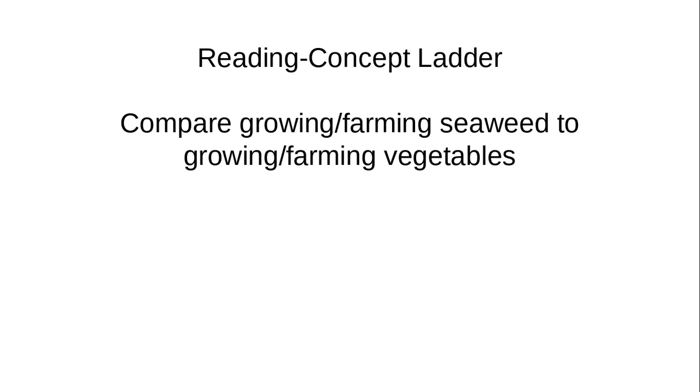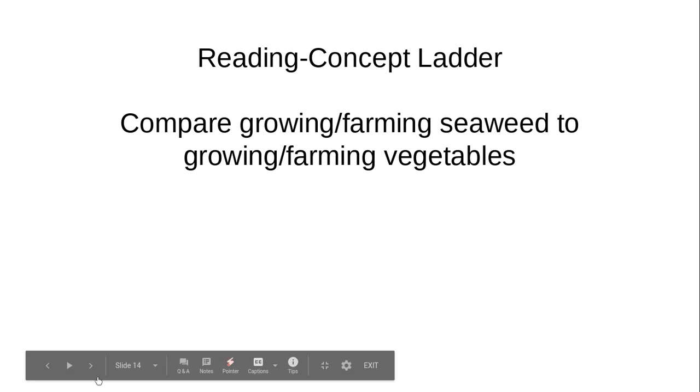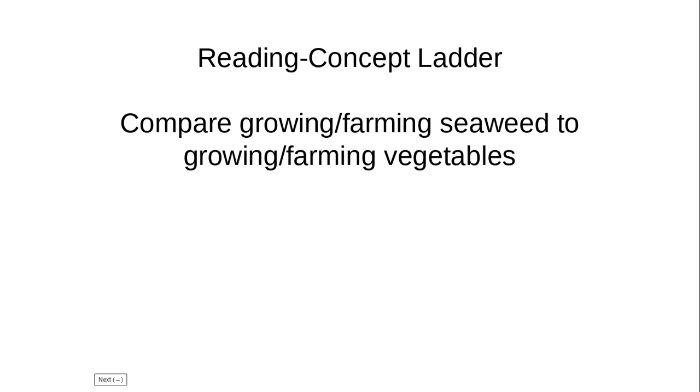There are some differences. Okay, and you're going to want to make that Venn diagram just like I did for the other concept. So you can have seaweed on one side and vegetables. You can even pick a vegetable, like I might do cucumbers. How is it the same and how is it different?